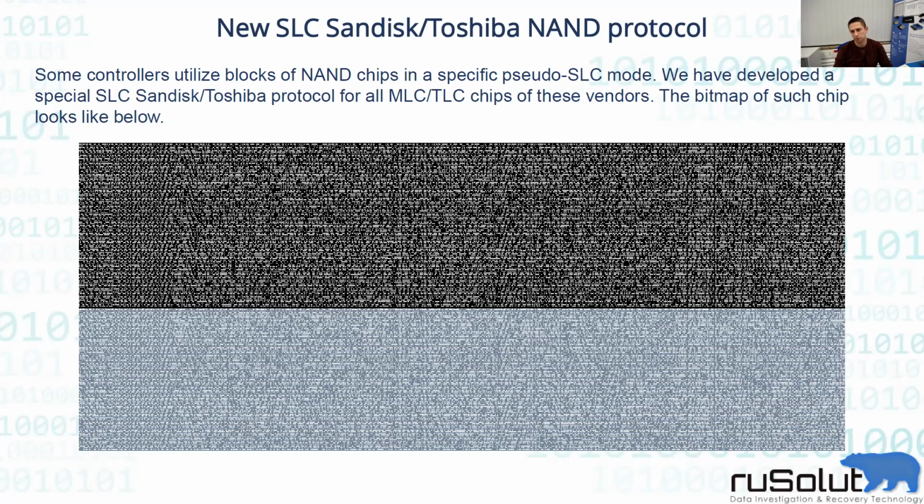Pseudo SLC mode is the mode when not all pages are used in the block, but each third page only. This mode is used to increase the reliability of writing. So the data that is written in those blocks is more reliable, more safe. And usually it's file system metadata or some hot data, some buffer data maybe, and so on.